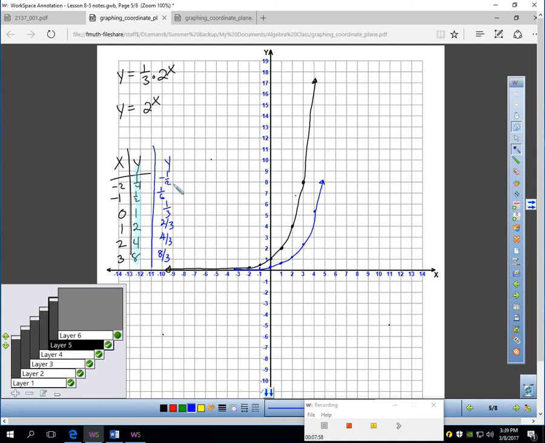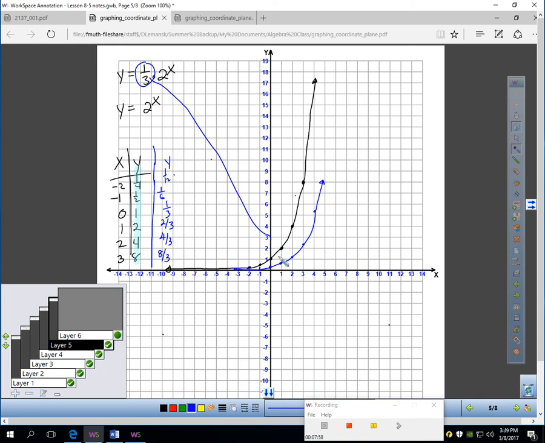Okay? So when I multiply these values by a third, here's what I'm going to get. 1/4 times a third is 1/12. That's supposed to be positive. I got to change it to positive 1/12. Okay? A third of a half is 1/6. 1 times a third is a third. 2 times a third is 2/3. 4 times a third is 4/3, and 8 times a third is 8/3. So this graph, can you see how it's 1/3 the size? It's 1/3 of the way lower than the parent function.